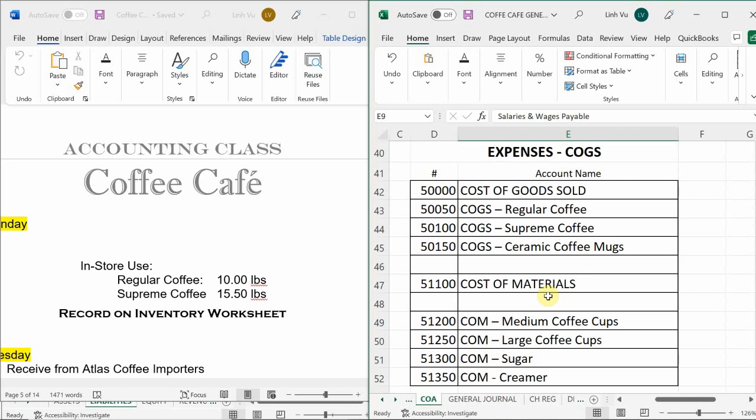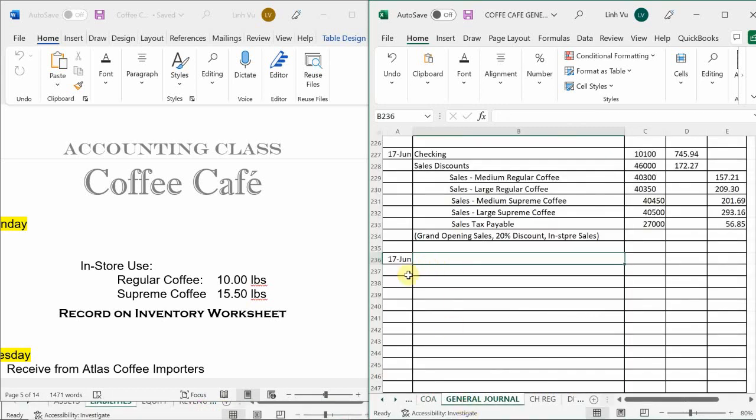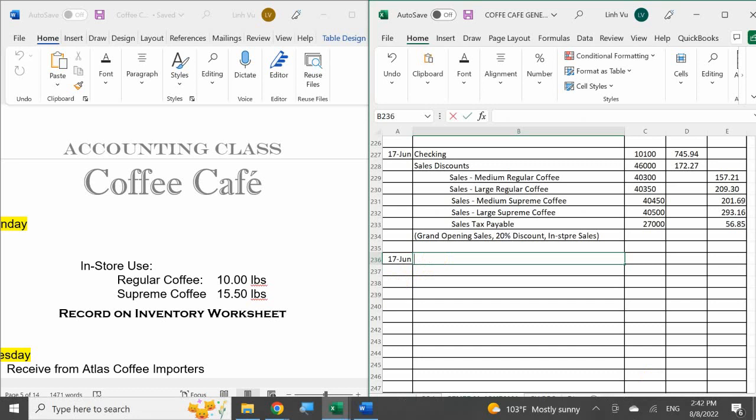Wouldn't it be the regular coffee and the Supreme coffee? Cost of goods sold for the regular coffee, $5,050, and the cost of goods sold for the Supreme coffee is $5,100. Good. Now, if I'm going to be taking that amount and calculating that, so COGS, okay, and I'm doing COGS Supreme coffee.